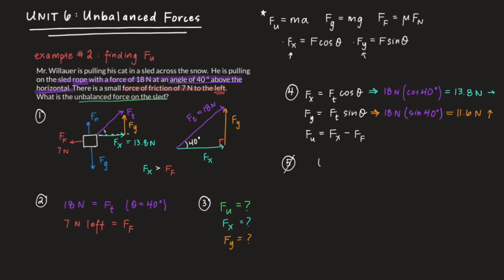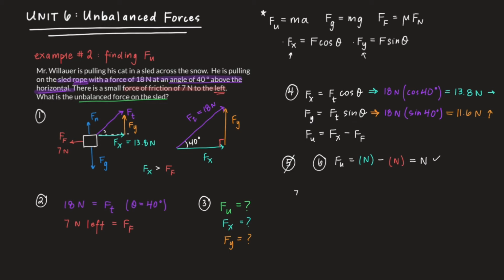So step 5, we don't need, again, because we're just solving for the unbalanced force. So step 6, again, to check, our Fx is measured in newtons, and then we're subtracting the force of friction, which is measured in newtons, so our unbalanced force is also going to be measured in newtons, which is good. The unbalanced force is a force, so it should be measured in newtons.